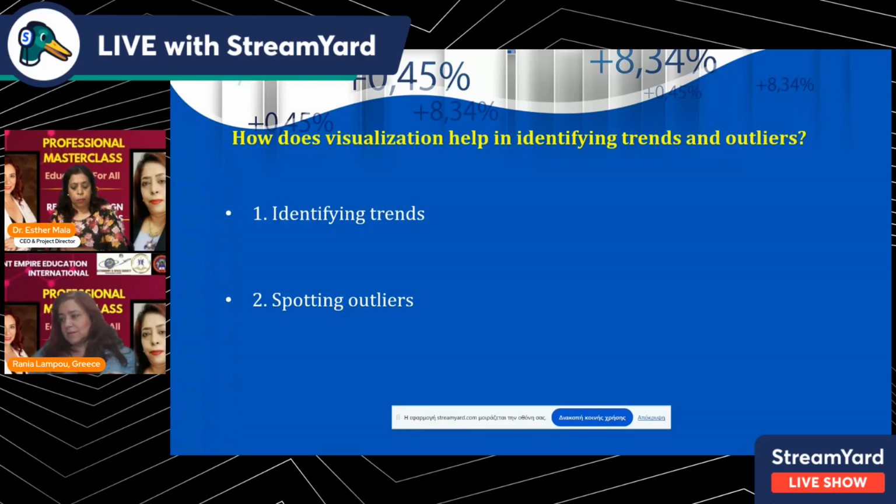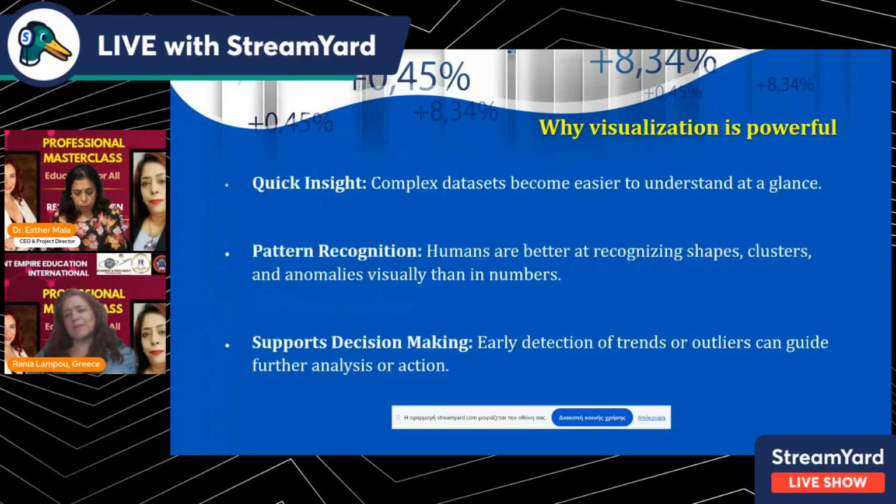We can spot outliers because visualizations like box plots, scatter plots, or histograms clearly highlight data points that deviate significantly from the rest. Outliers appear as points far away from clusters or outside typical ranges. So they stand out visually and can be quickly identified, unlike in raw data tables. And of course, visualization is powerful because complex data sets become easier to understand quickly, because humans are better at recognizing shapes and clusters visually than in numbers. And early detection of trends can guide further analysis, so it supports decision making.